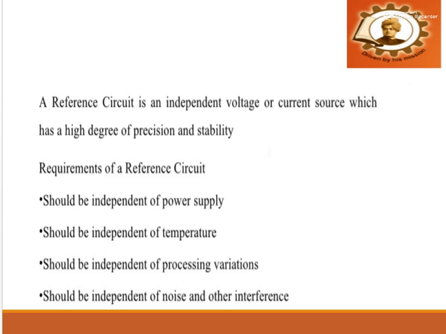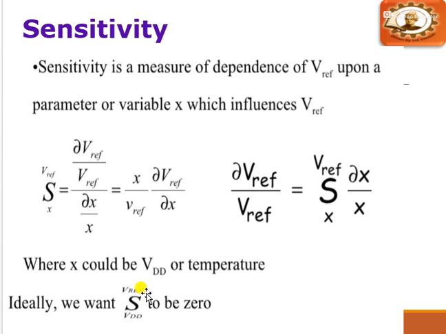But before going into the different voltage reference circuits, we have one parameter that is called sensitivity. Sensitivity is basically a measure of the dependence of V reference upon a parameter or variable X which influences V reference. That is represented by the term S X V reference, that is delta V ref by Vref divided by delta X by X, which is equal to X by Vref times delta Vref by delta X.